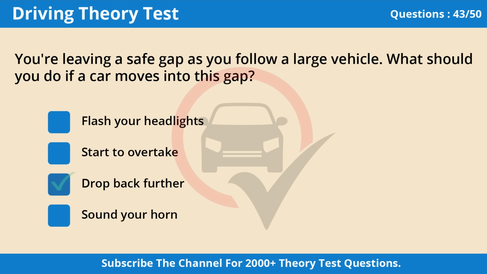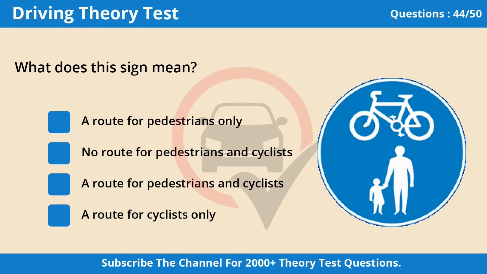C. Drop back further. Question 44. What does this sign mean? A. A route for pedestrians only. B. No route for pedestrians and cyclists. C. A route for pedestrians and cyclists. D. A route for cyclists only.